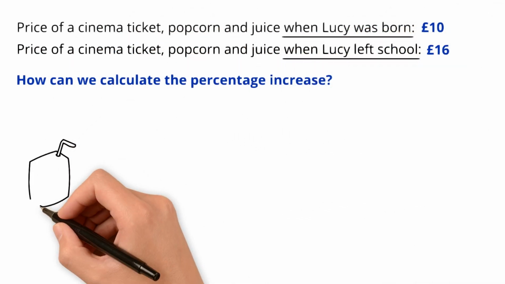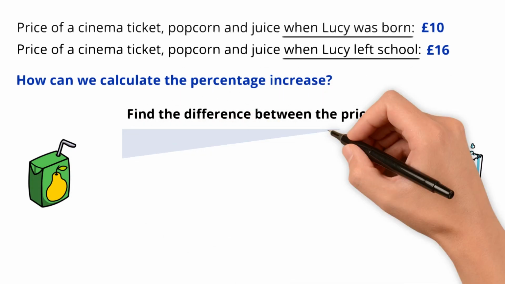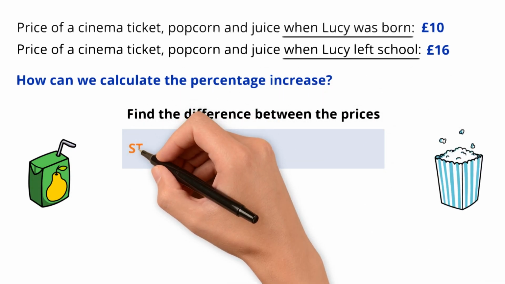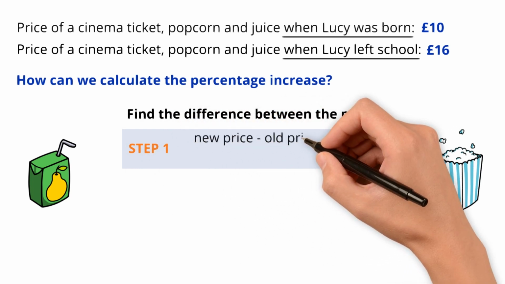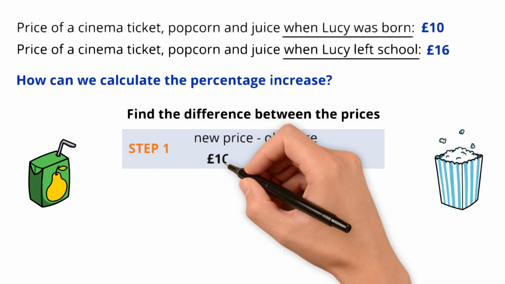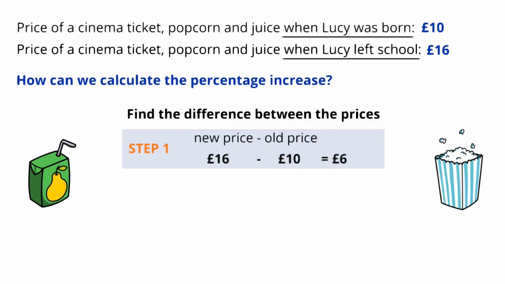The first thing that Lucy will need to do is to find the difference between the new price and the original price of the goods that she bought. She does this by calculating the new price take away the old price, so we have £16 minus £10, which equals £6. So £6 is the difference between the two prices.